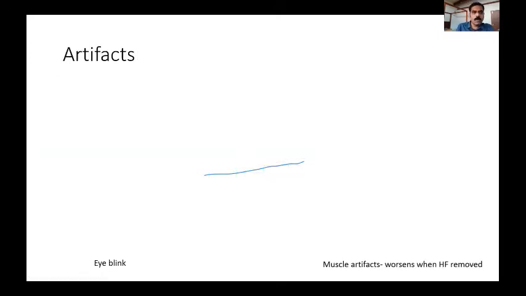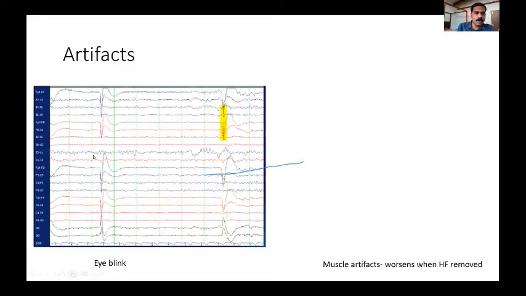So we should always be aware of these artifacts, because they can confuse us for epileptiform discharges, and because of this we may over-interpret EEG and start children on drugs. This is a typical eye blink artifact. If you're not aware of this, it looks like a spike slow wave. In many of the reports I see, they are reported as frontal epileptiform discharges.